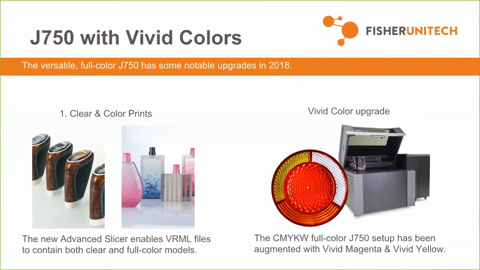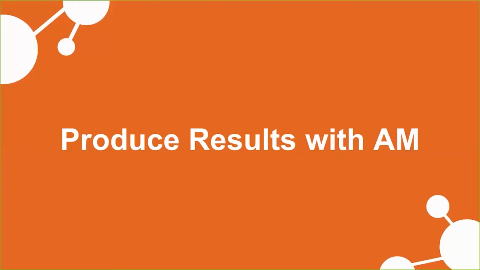And also, now vivid materials have been added to the J750, the flagship PolyJet machine, which adds its color capabilities now to over 500,000. All right, and now let's jump into Design for Additive Manufacturing.